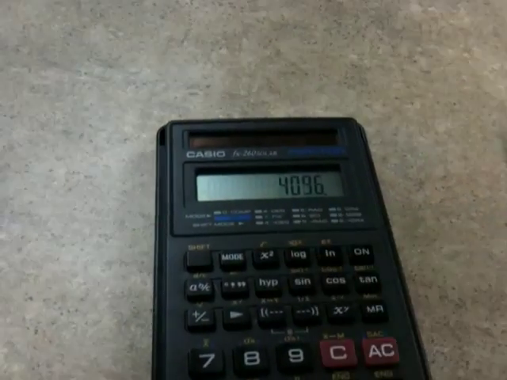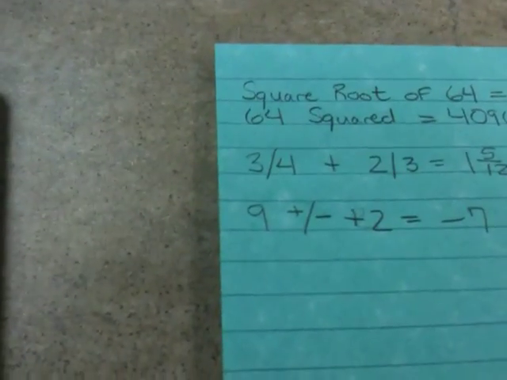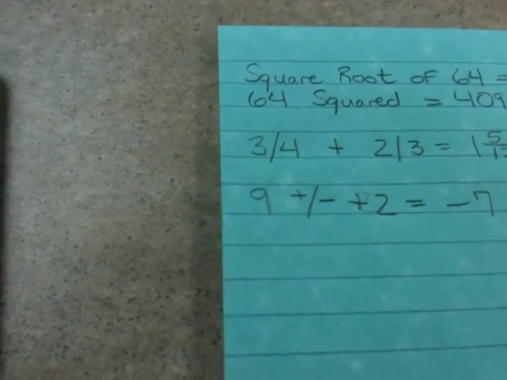Okay, the next calculation is 64 squared. Now, it requires the same buttons except for that shift button. So what you'll do is you'll enter 64 and then you'll hit this button. You'll get that number.